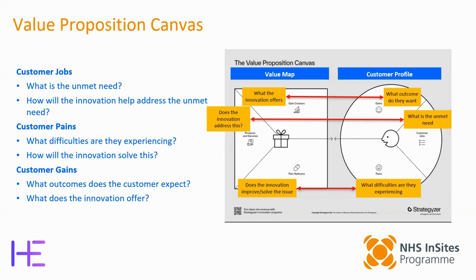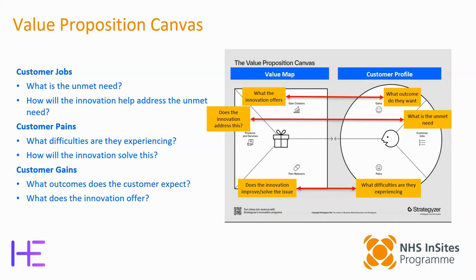So they could be, for example, better patient outcomes, smoother workflows, time saved, reduced errors, or improved staff and patient experiences. And in designing or refining an innovation, you can then map specific pain relievers and gains creators. So what the innovation does to essentially remove those customer pains and frustrations and create gains and positive outcomes for the customer.